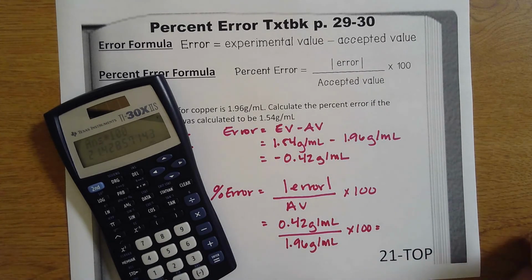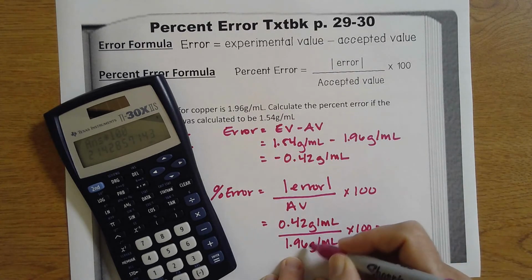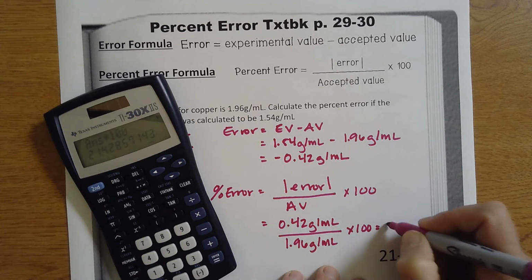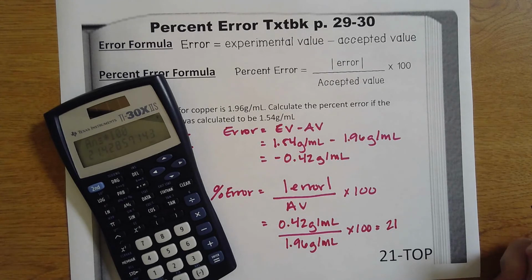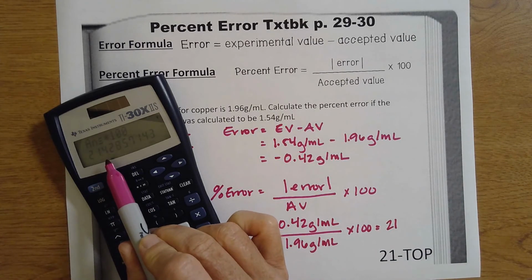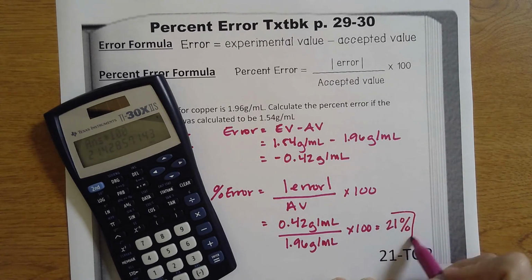So my calculator gives me this giant number. This number has two sig figs, and this one has three, therefore I can have two. So I have to look at my number here. I can report the 2 and the 1. And then I look at the 4, it's under 5, so I'm going to leave this at 21% as my answer.